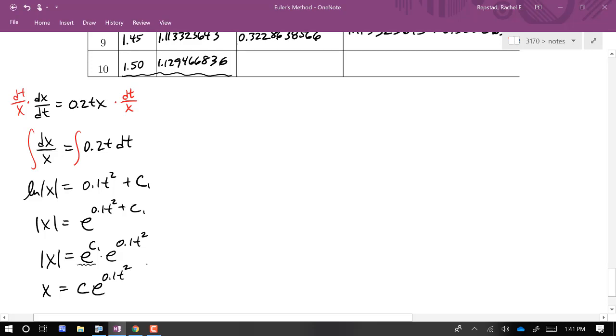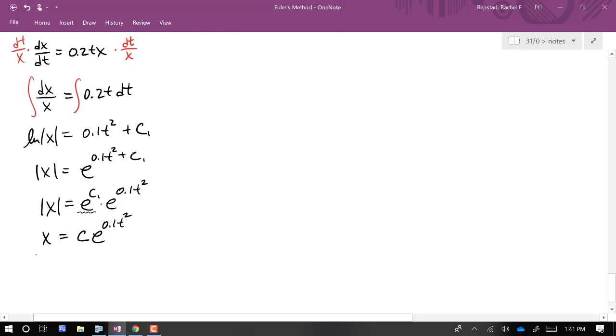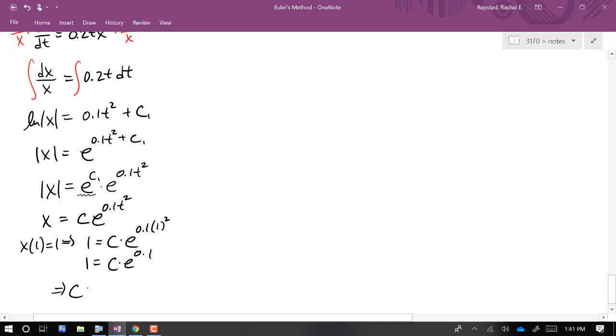So we have our general solution. Now we'll use our initial condition. If x of 1 equals 1, that means 1 is equal to c times e to the 0.1 times 1, so that's c times e to the 0.1. That means c is 1 over e to the 0.1, which I'm going to rewrite as a negative exponent. c is equal to e to the negative 0.1.